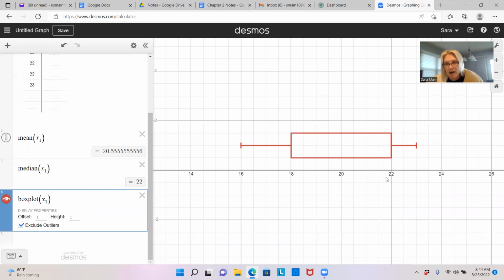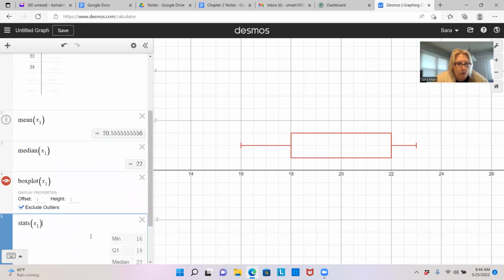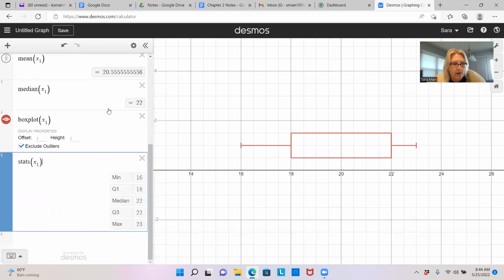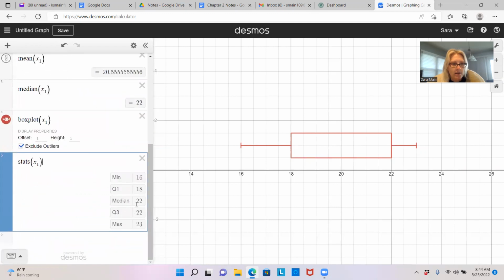And interestingly enough, our median is over here, right? 22 is our median, even though you don't see that, but it is. Because it's a small data set, it's the same as our Q3. And we could see that if we did stats of X1, and it's going to give us our 5-number summary. So these are all of our resources that we've been learning about, just kind of taking a look at this. So our Q3 and our median is the same.